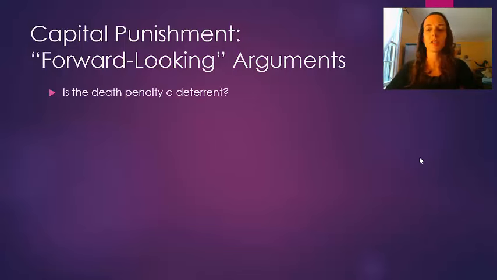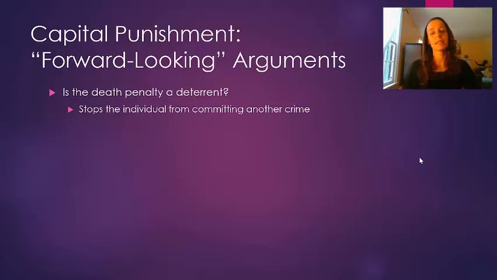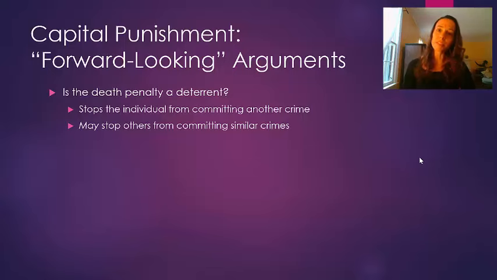So the forward-looking arguments want to examine the idea of whether the death penalty is a deterrent. In other words, does it deter these types of crimes from happening in our society? So the first author that you read for today, Byrne, is assuming that the death penalty is in fact a deterrent in a few different ways. So the idea here is that we know for sure that the individual who's been executed will definitely not commit any more crimes. But the more important issue here is whether it stops other people from committing similar crimes. That's usually what we're talking about when we're examining the issue of whether or not the death penalty is a deterrent. So I have, it may stop others from committing similar crimes, and I do have that word may in italics, although it may be hard for you to see that.